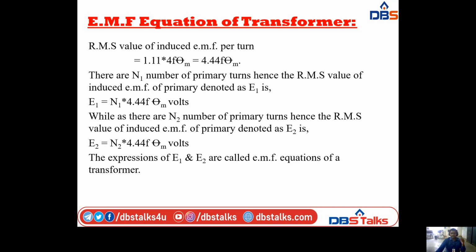In the primary winding we have N1 number of turns, and in the secondary winding we have N2 number of turns. So there is a mistake there. While there are N2 number of secondary turns, not primary turns, please correct that one. Hence the RMS value of induced EMF of secondary is denoted as E2. So E2 is equal to N2 into 4.44 into F into Φm. The expressions of E1 and E2 are called EMF equations of a transformer.